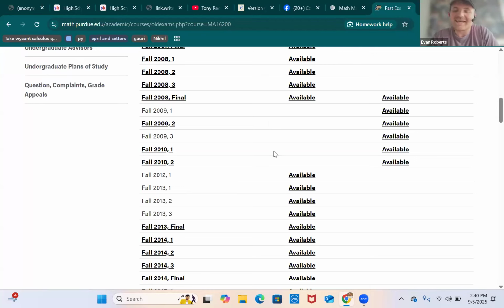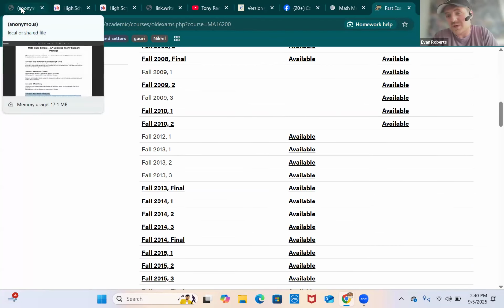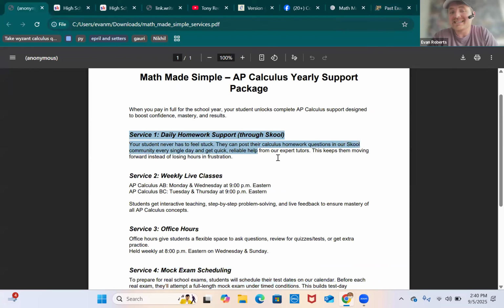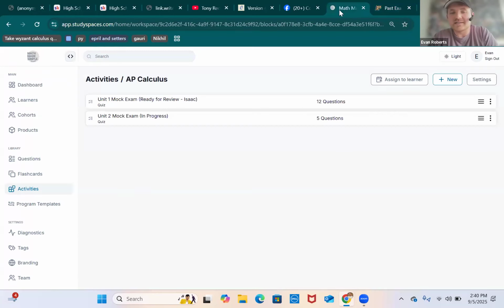So that's kind of the all-encompassing program. A lot of students and parents have questions about how their kid can do well, and I really think this is one way to do it. So essentially, it's daily homework help, it's weekly live classes to usually get ahead. That's kind of the point of those. And then live homework help, office hours, or exam preparation, and then the mock exam scheduling, where they essentially attempt a mock exam of the unit they're in calculus.